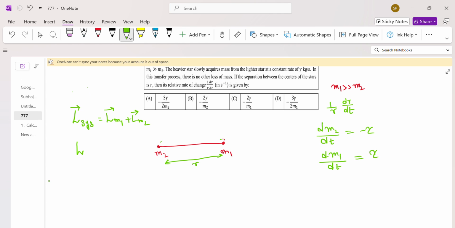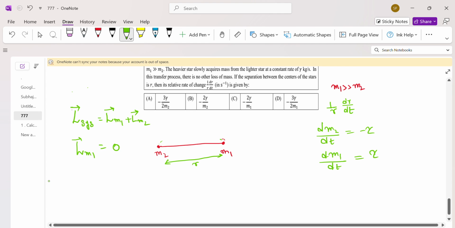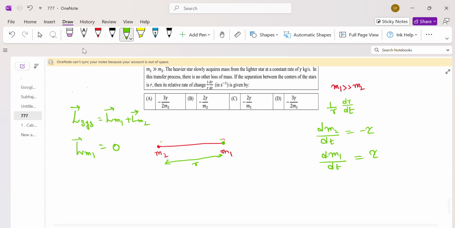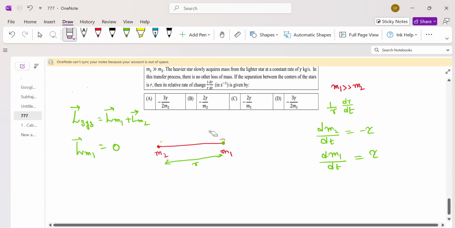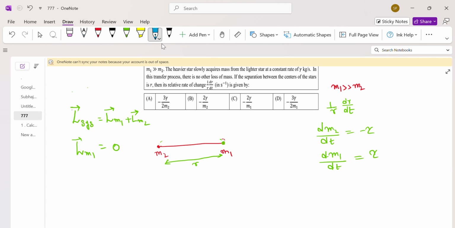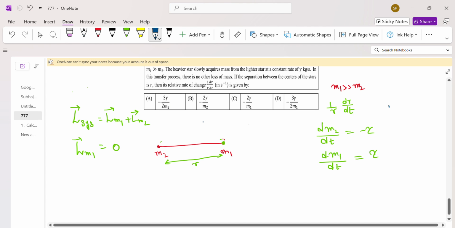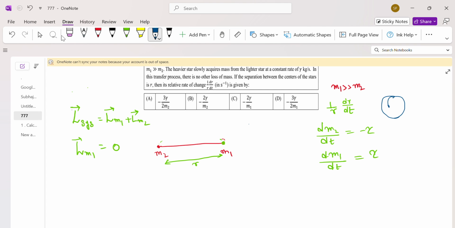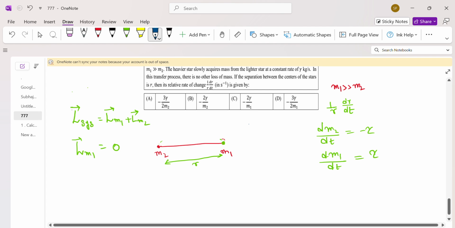So what is the L of m1 vector? This is 0, right? Because this object will be stationary. There will be no motion of m1 because it's much heavier than m2. Otherwise there would be a classic rotation between m1 and m2, and m1 would also be rotating. But as m1 is much heavier than m2, there will be no effective rotation of m1, so we can consider it as a stationary object. So L system is nothing but L of m2. Let's say at this particular instant the velocity of m2 is v.